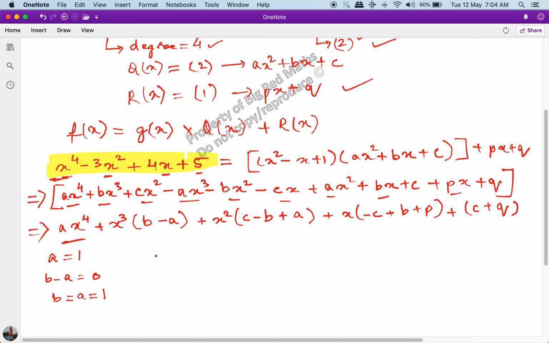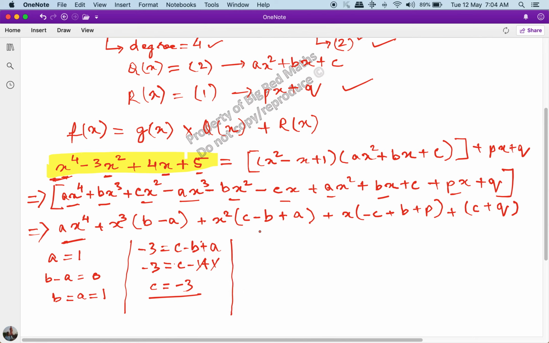Now what is the power of x square? The coefficient of x square is minus 3. Let me draw a line here. It says minus of 3 is equal to c minus b plus a. Now remember both a and b are 1, so they will get cancelled, which is c minus 1 plus 1. So this 1 and 1 get cancelled, and c is equal to minus 3. This is the third value that I received.